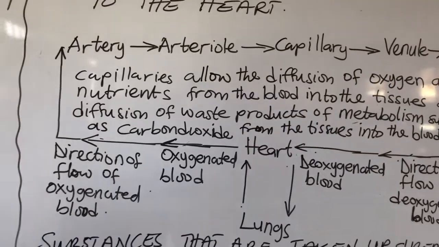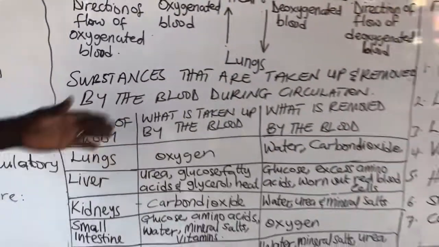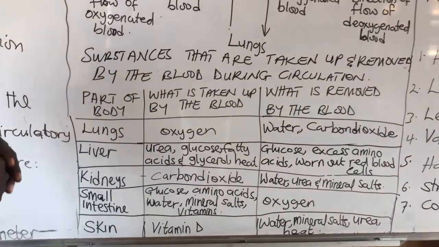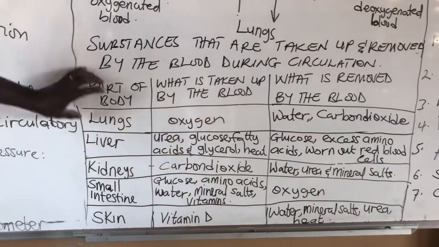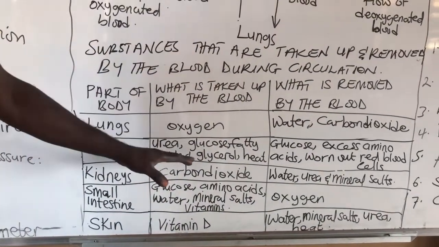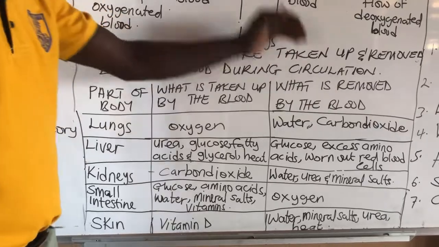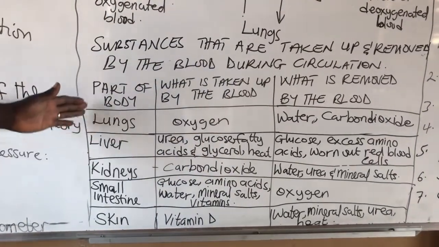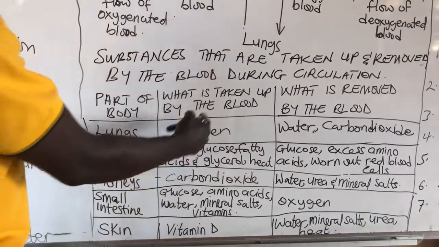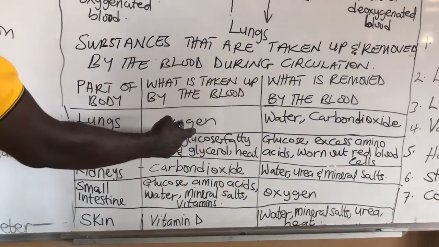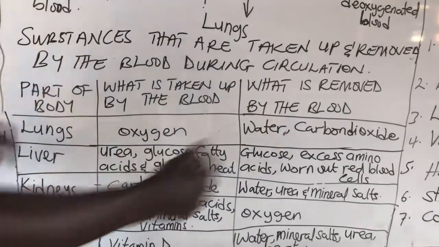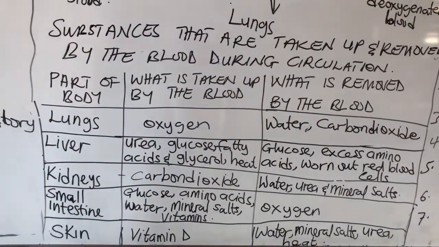Now let's look at some substances that are taken up and removed by the blood during circulation. We have parts of the body, what is taken up by the blood, and what is removed by the blood. So when you take the lungs, oxygen is taken up by the blood. And water and carbon dioxide are removed by the blood.